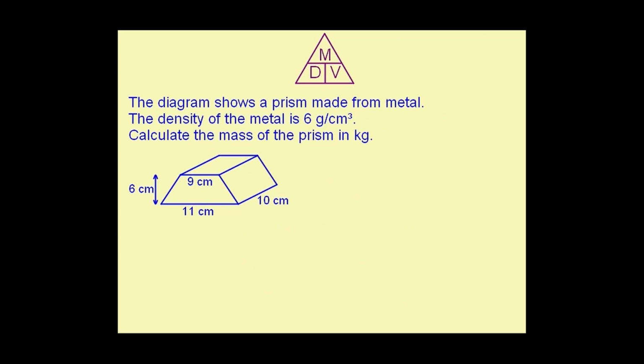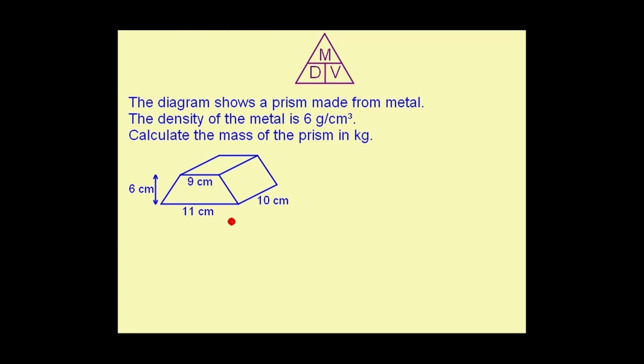Now here's a much more difficult exam-style question for you. I'm going to give you some help for this one. You're being told the density of some metal, and you want to calculate the mass of this prism. So we're given the density, and we want to calculate the mass. That means we need to start by finding the volume.